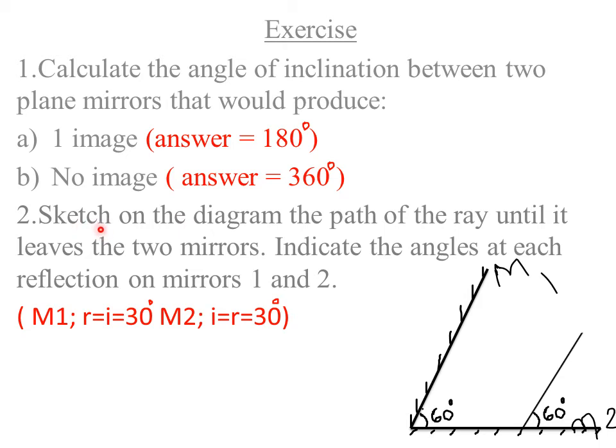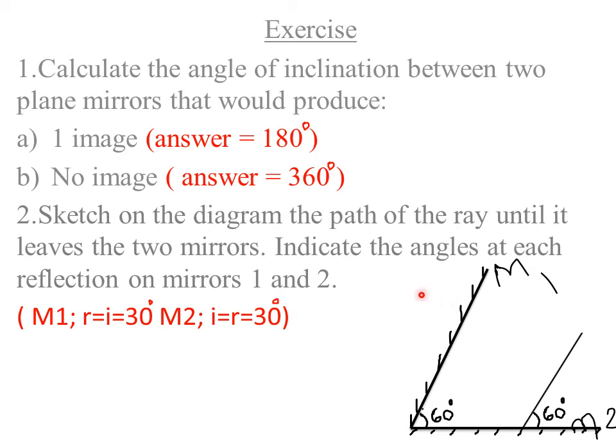Then another question reads: sketch on the diagram the path of the ray until it leaves the two mirrors, indicating the angles at each reflection on mirror 1 and mirror 2. Again here I forgot to indicate the arrow, but the ray is emanating from this direction, then coming downwards. So there should be an arrow here pointing downwards. Sorry for that error. So you indicate after the ray has hit the first mirror, how it will emerge to come to M2.